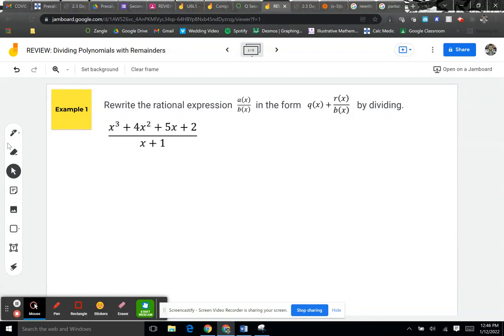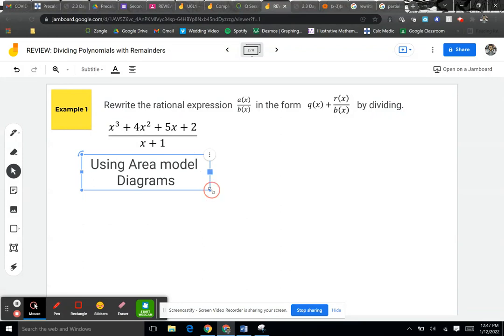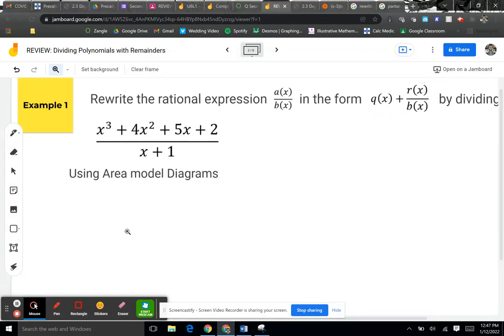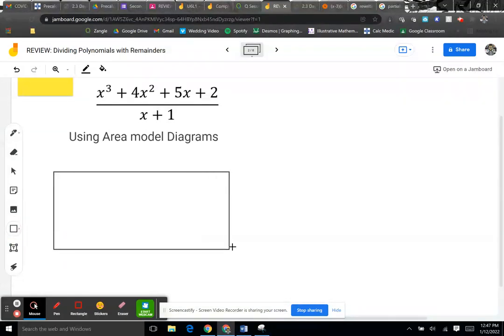We have two strategies that we can use to divide. The first strategy I'm going to go through is using diagrams called area models. We'll take a look at this to start us off. To use an area model diagram, we have to set up a box to divide this whole thing. We have x cubed plus 4x squared plus 5x plus 2 divided by x plus 1. So I'm going to set up a rectangle here.